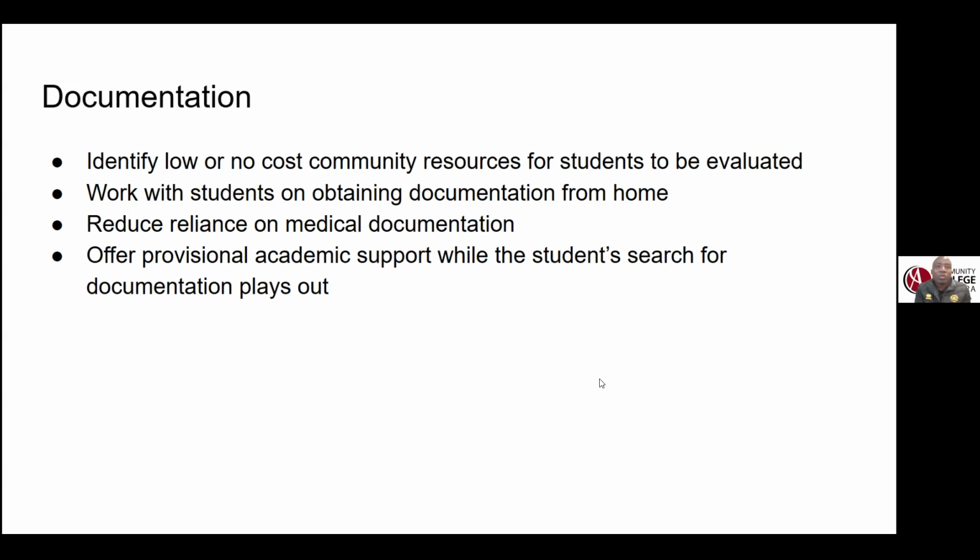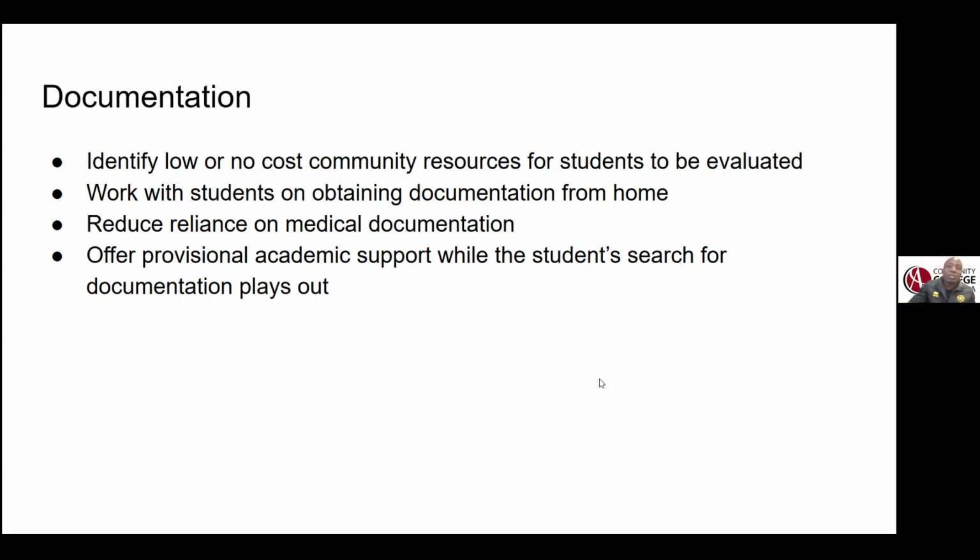And also to work with students on obtaining documentation from home. I know this might be something that we can explore, because students, if they did their research, might know that, yeah, I might need this documentation when I get to the US. Sometimes there might be a problem.